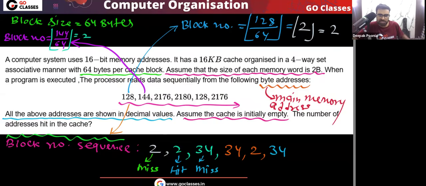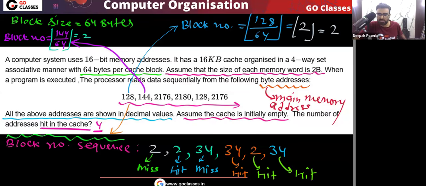This block number 34 is a miss. Then there will be a hit here. And you can see this is already a hit, and this is already a hit. So in total, how many hits are there? Total number of hits: 1, 2, 3, 4. Total 4 hits and 2 misses. The question is asking how many hits there are, so the number of hits will be equal to 4. For this question, the answer will be 4.